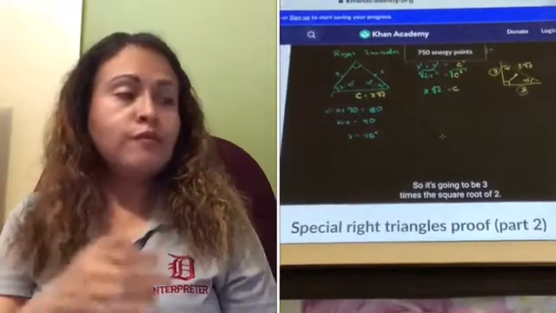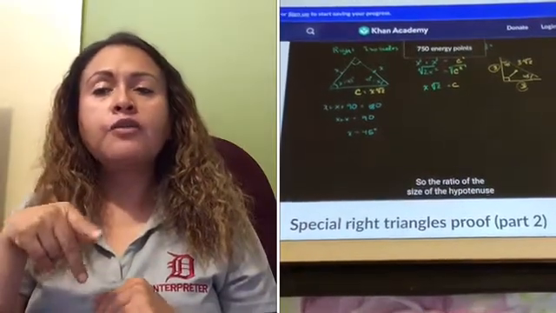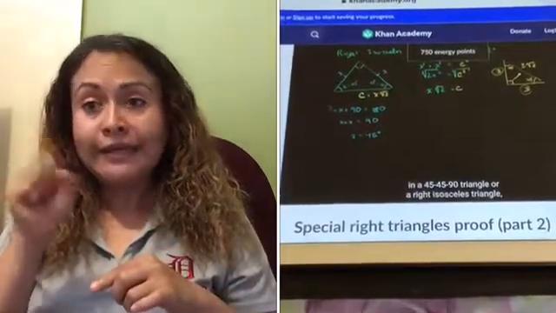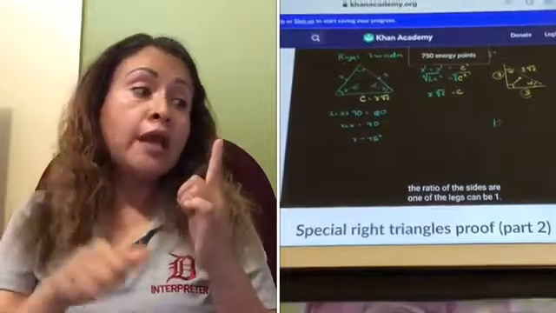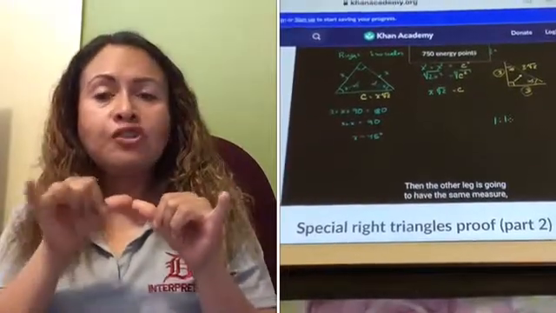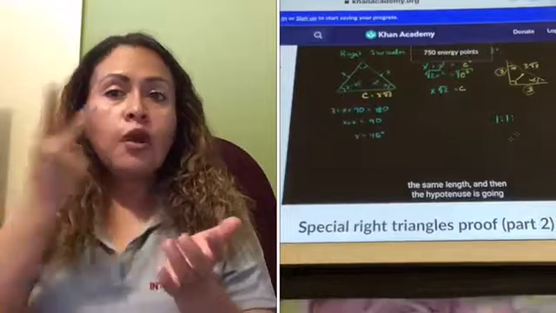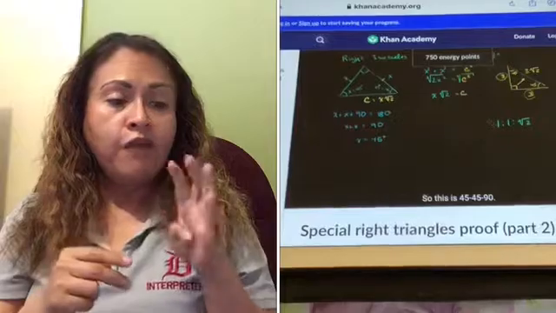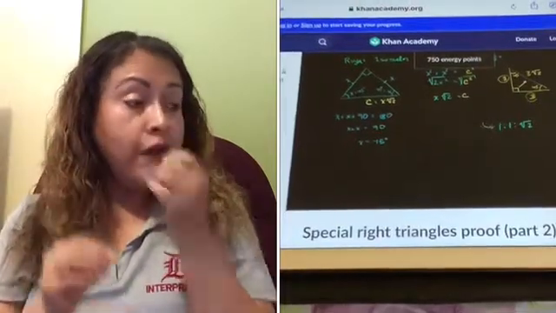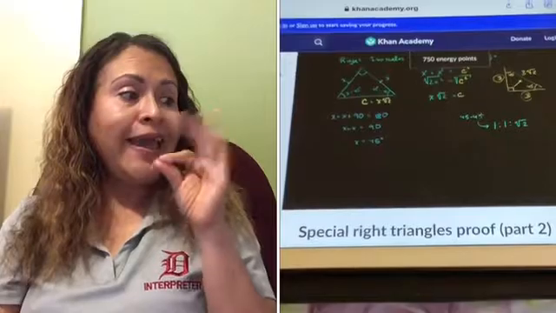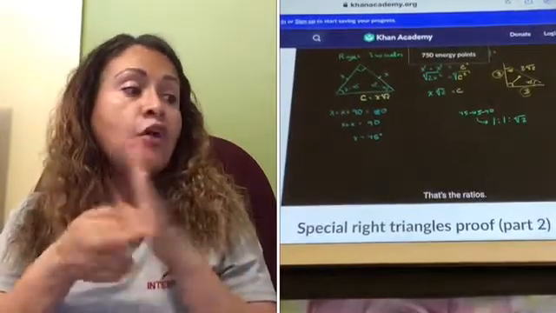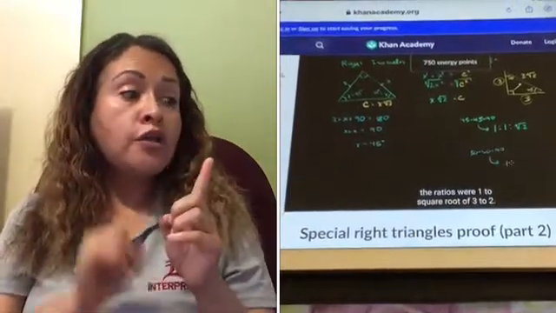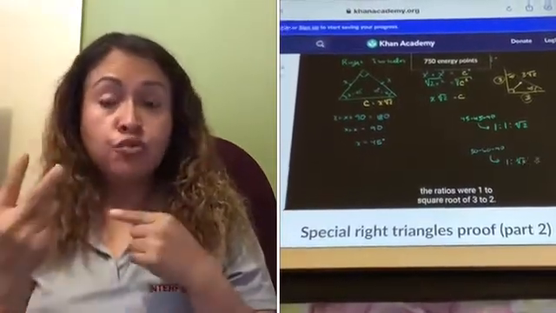So the ratio of the sides in a 45, 45, 90 triangle, or a right isosceles triangle, the ratio of the sides are: one of the legs can be 1, then the other leg's going to have the same length, and then the hypotenuse is going to be square root of 2 times either of those. 1 to 1 to square root of 2. So this is 45, 45, 90. That's the ratios. And just as a review, if you have a 30, 60, 90, the ratios were 1 to square root of 3 to 2. And now we'll apply this in a bunch of problems.